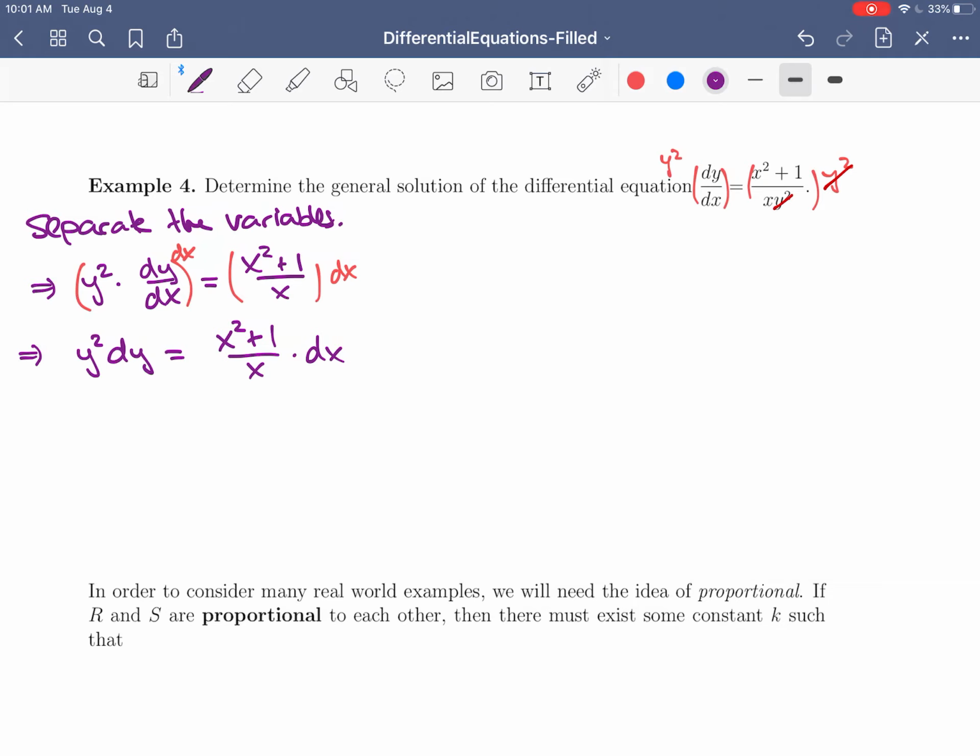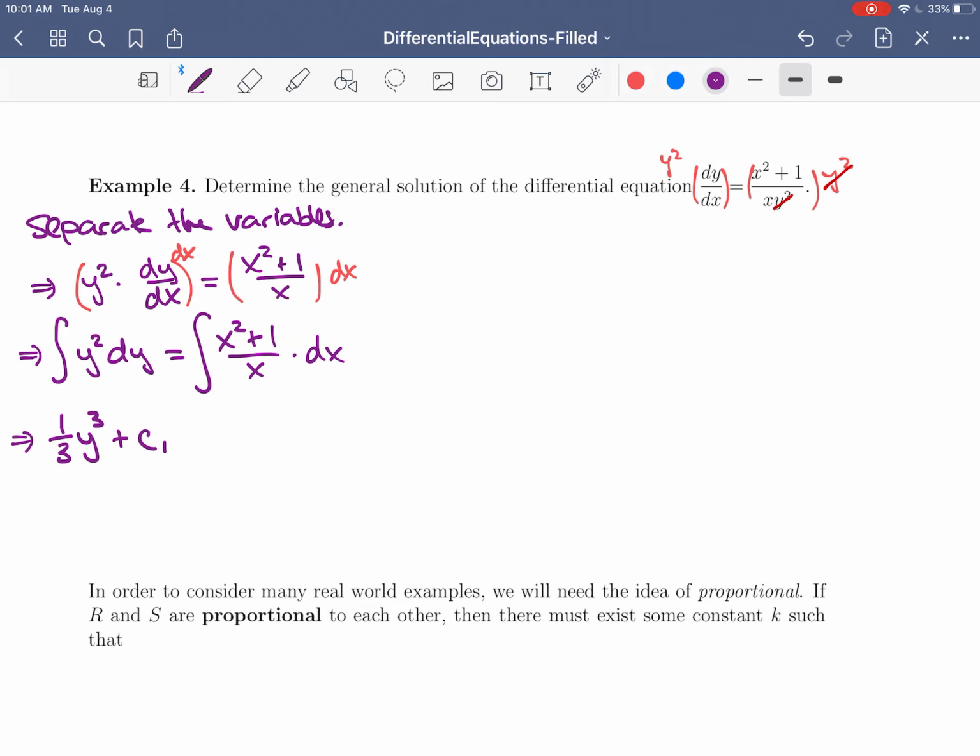Okay, now I can integrate both sides. So I'm just going to add the integral in here. So the left side is easy because we just have y squared, so we can use the power rule. So remember, we're integrating with respect to y. So y is our variable here. So this is going to be 1/3 y cubed. Okay, technically we should have a c here. I'm going to call it c1.